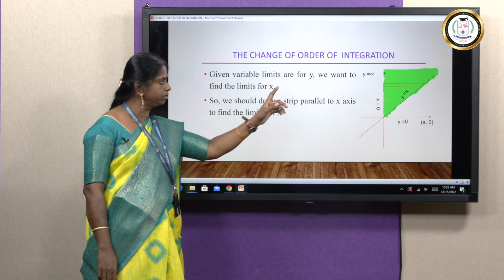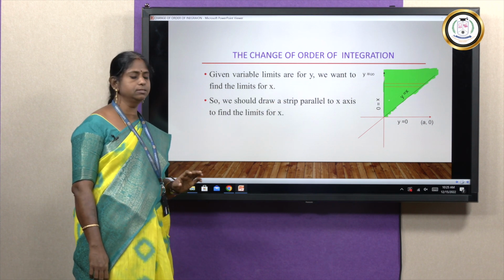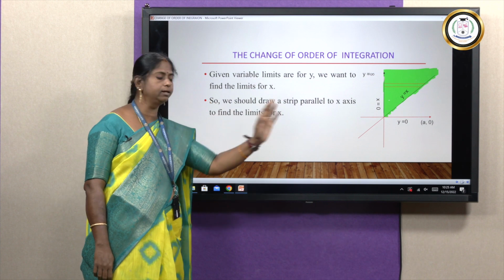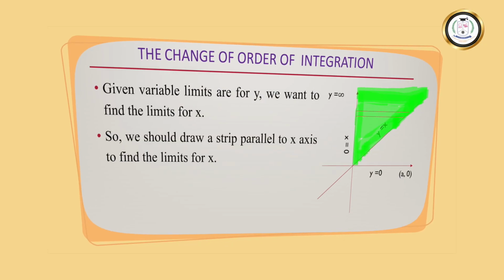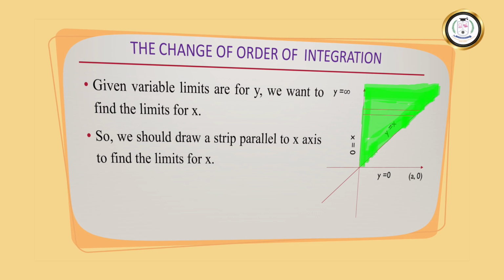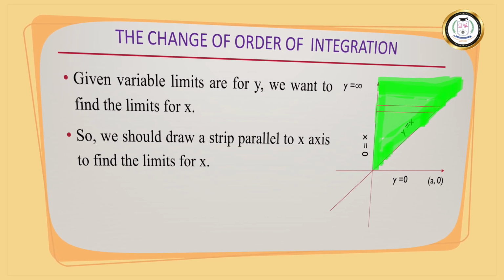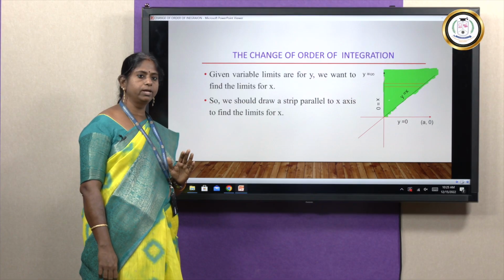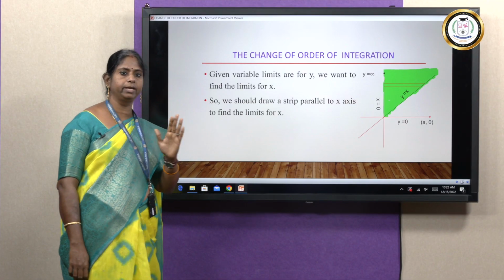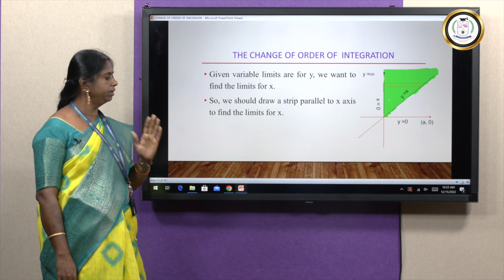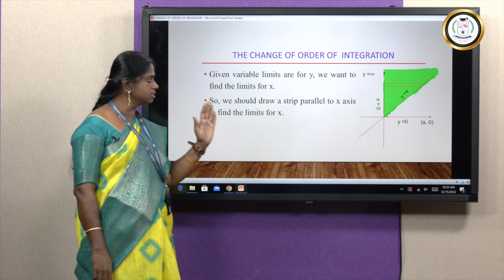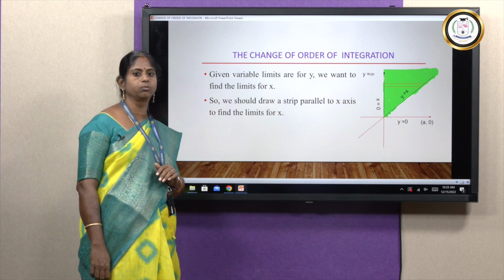So I have drawn a strip parallel to the x axis, and see where the left end and right end touch. The left end touches at x equal to 0. The right end of that strip is touching the line y equal to x. So now what have we identified? The limits of x are identified. The limit of x is from x equal to 0 to x equal to y.